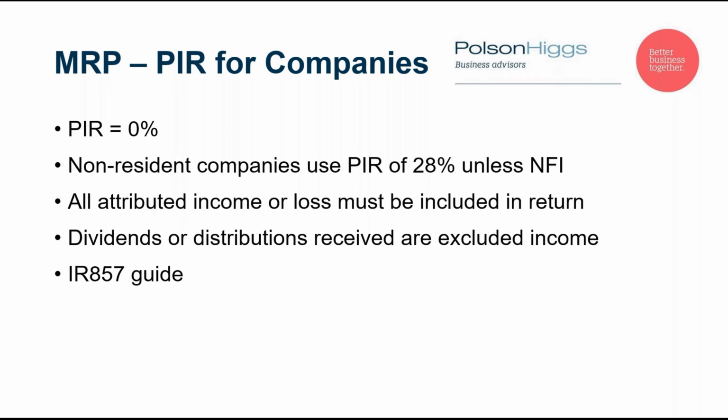So the PIR for companies. Companies must use a 0% rate. Non-resident companies use a rate of 28% unless they become a notified foreign investor, as we talked about before. All attributed income or losses must be included in a company's tax return. So essentially, there isn't any real tax benefit for a company to invest in a PI compared with other entities. And dividends or distributions received are excluded income.